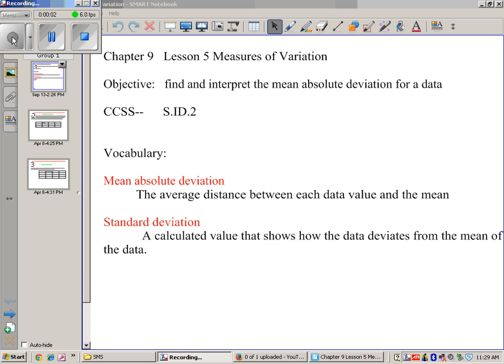Okay, welcome to Chapter 9, Lesson 5, Measures of Variation. Our learning target or objective for this lesson is to find and interpret the mean absolute deviation for a data set.